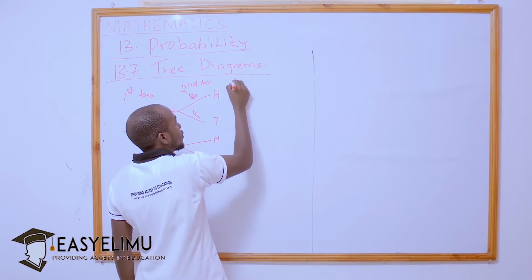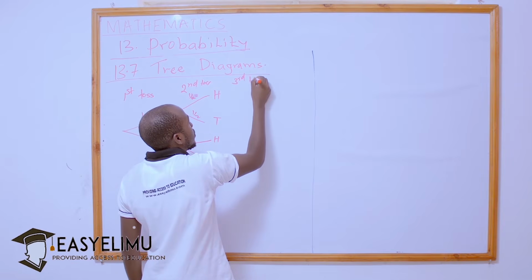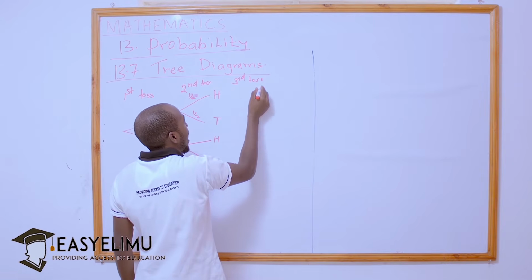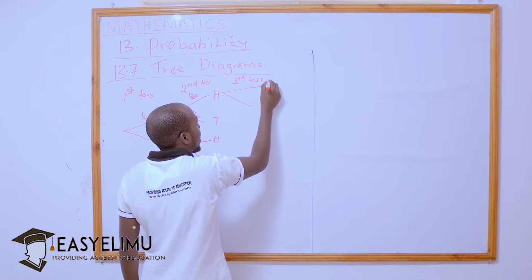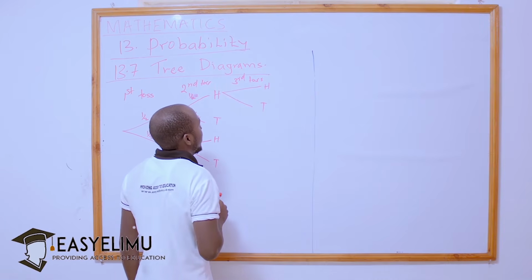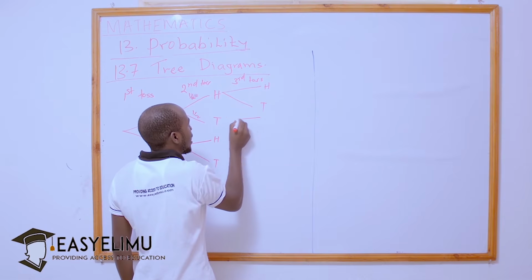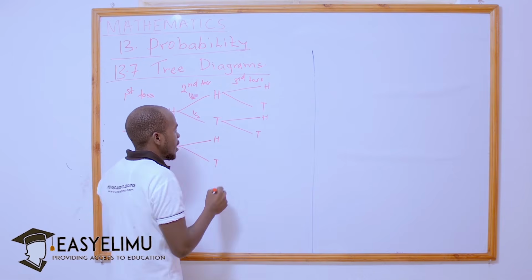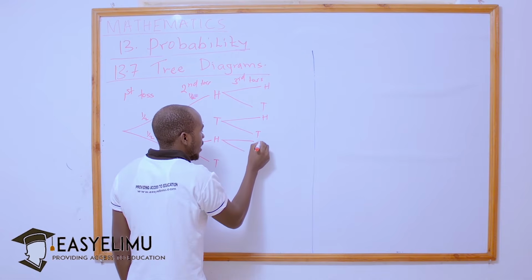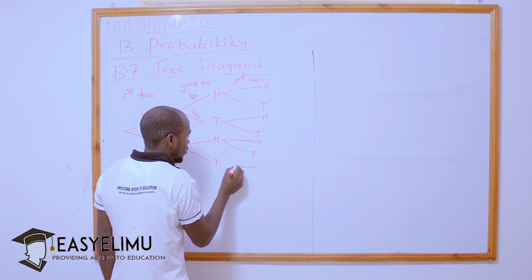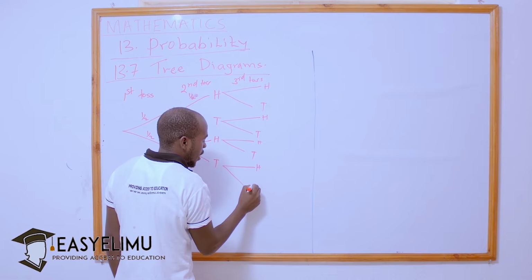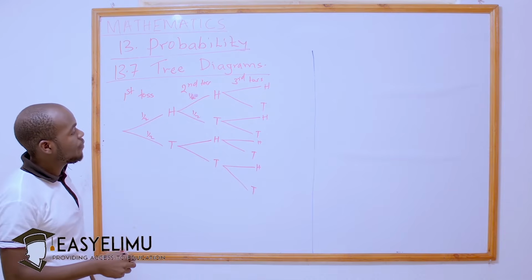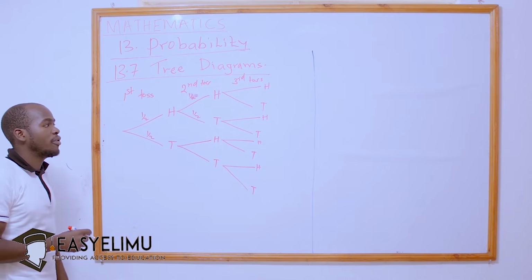In the third toss, after getting a head, you can either get a head again or a tail. If you got a tail, you can either get a head or a tail. The same applies to this head or a tail, and the same to this head or a tail. So you will find you are going to have that kind of tree diagram.